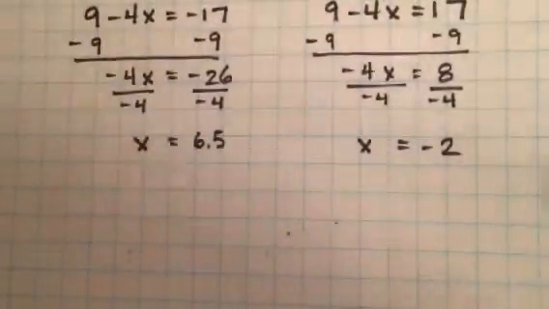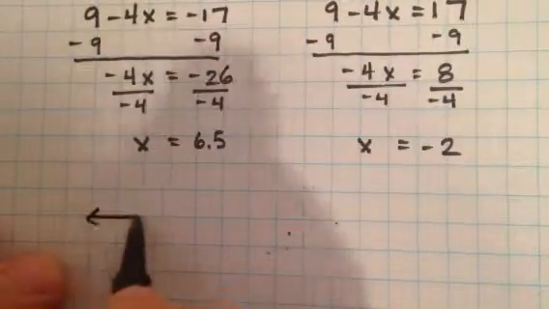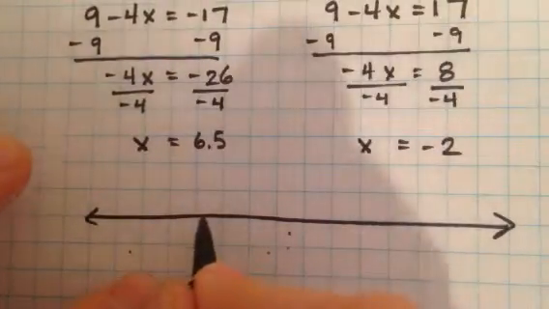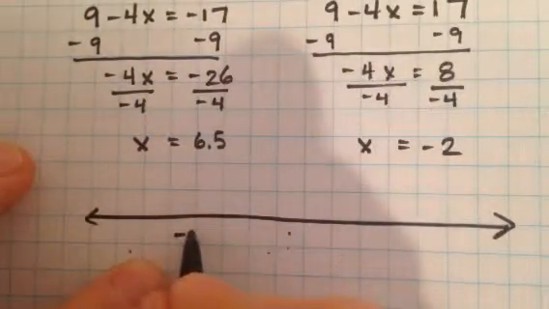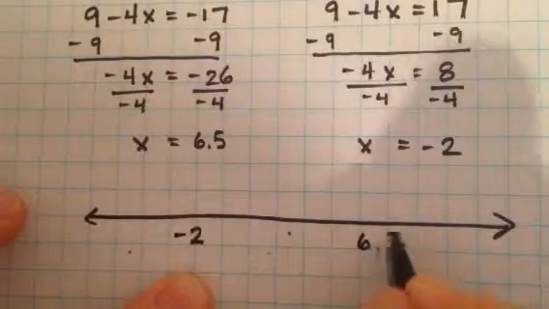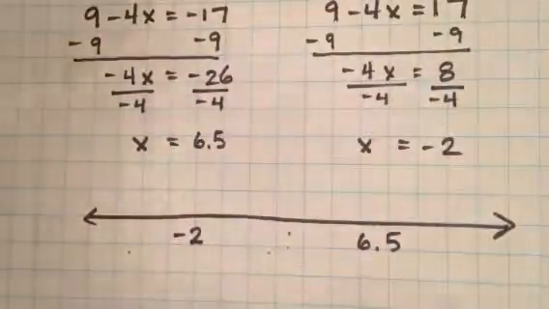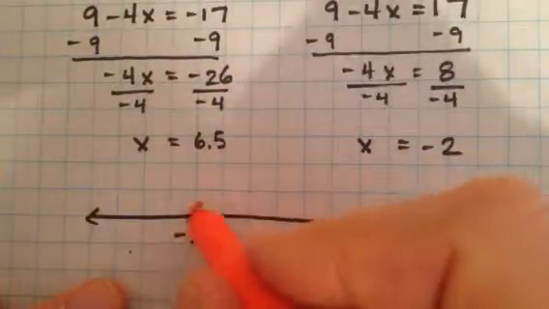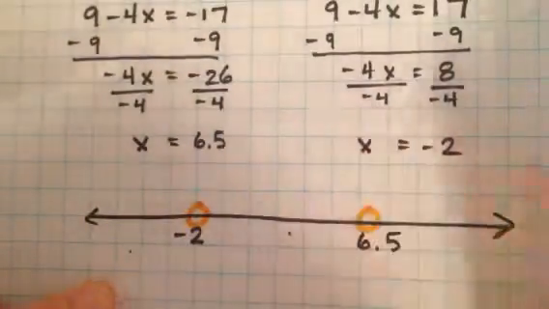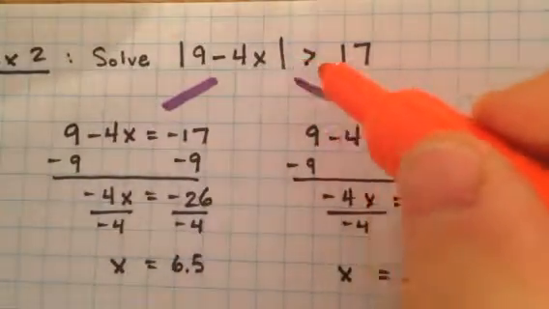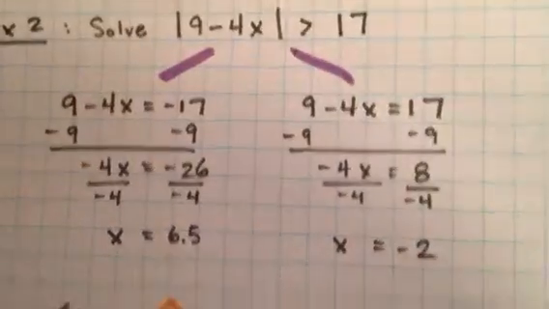What we need to do with those important points is graph them. So I'm going to put the negative 2 over here because it's smaller, and the 6.5 over here because it's bigger. And this time we know that our important points are going to be excluded. They're not going to be included in the answer because there's no or equal to on our equation.